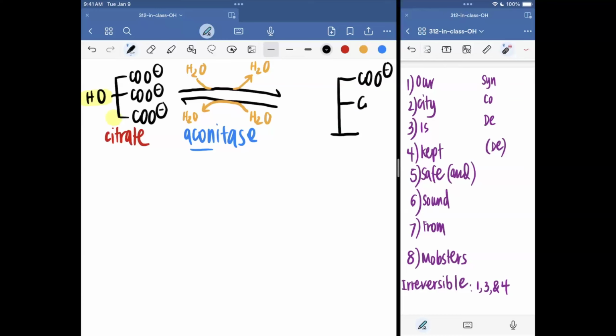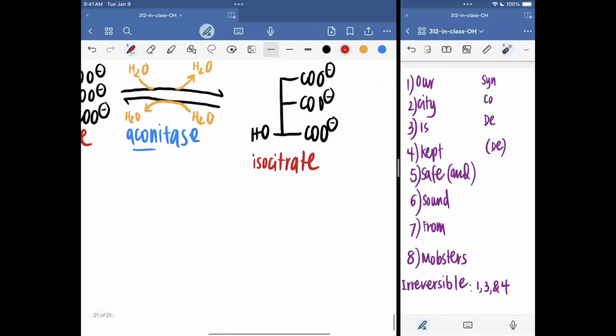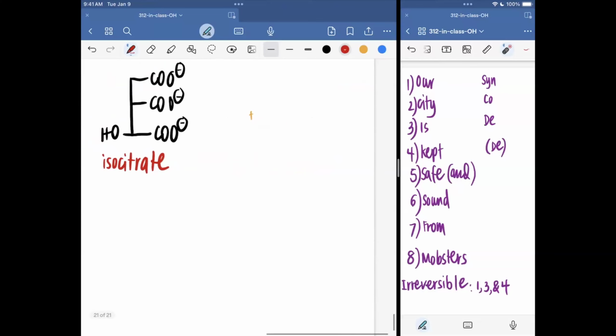So what does isocitrate look like? We've just switched that alcohol position from the center of the E to the bottom of the E, and that is isocitrate. So that is where our I comes into play.